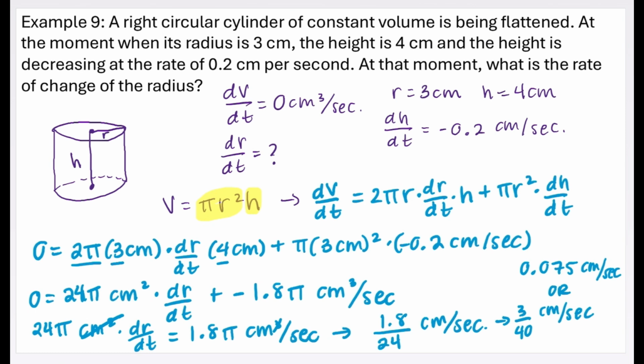So if you think about this, the height is getting smaller because you're squishing the cylinder down, but the radius is growing and getting bigger. Not that much bigger, not that fast, but of course, the height isn't changing that fast either. It's just going down 0.2 centimeters per second. So the radius is increasing 0.075 centimeters per second. So a little bit slower.